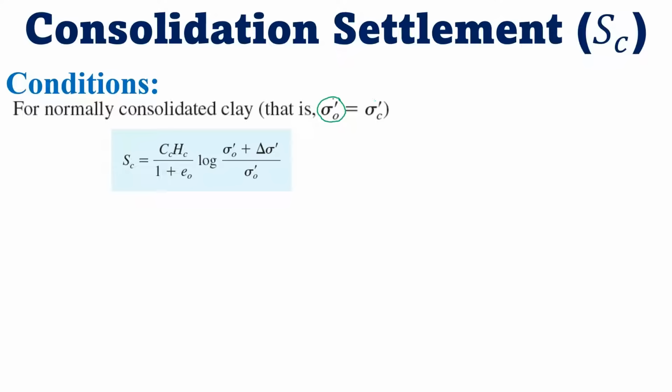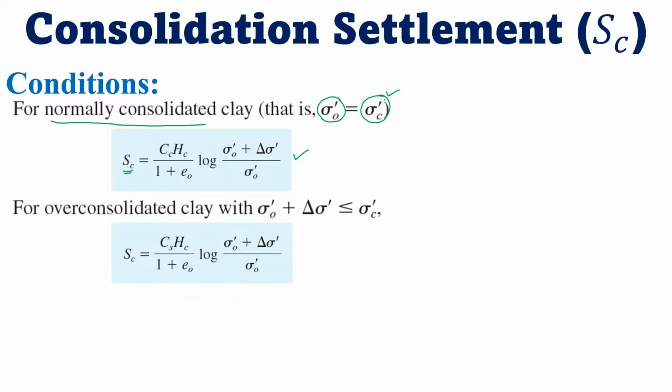So, if this geostatic vertical effective stress is equal to the pre-consolidation stress, then we will say that our soil is normally consolidated. So, for this, we will use this formula to calculate the consolidation settlement. But if this condition is not satisfied, then what will happen? We will check whether the soil is over consolidated or not. How do we check the over consolidation?